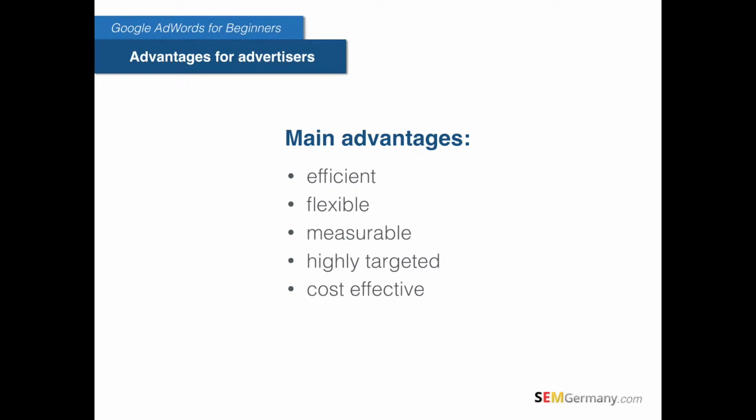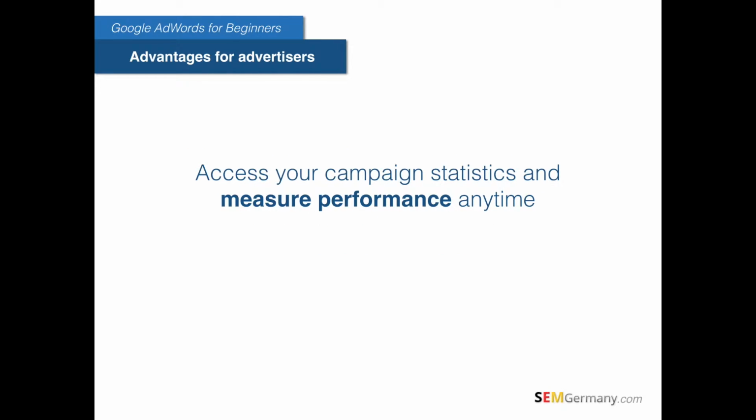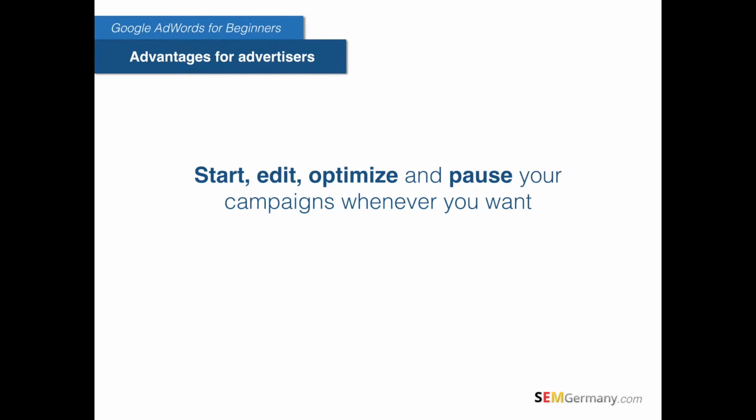And all that makes it very cost effective to run your ads because you never pay more than what you're willing to pay as a maximum per click or per ad impression. In other words, with Google AdWords, you can reach your potential customers when they search for your product or service, which means maximum relevance of your ads. You can access your campaign statistics and measure the performance data at any time, so that is clear transparency of your account activities, and you can start, edit, optimize and pause your campaigns whenever you want, which means you always have full control over your campaigns.